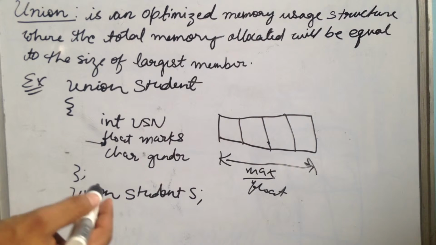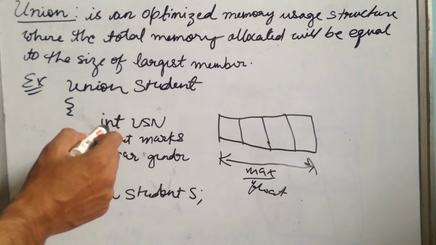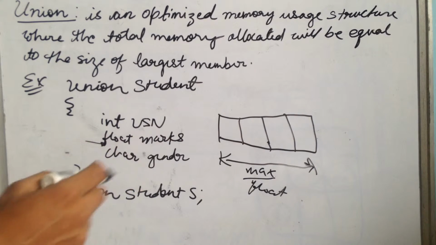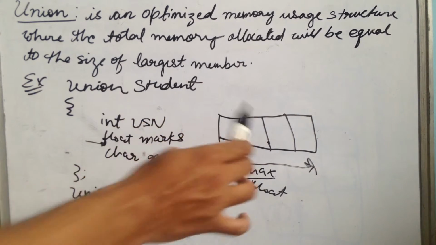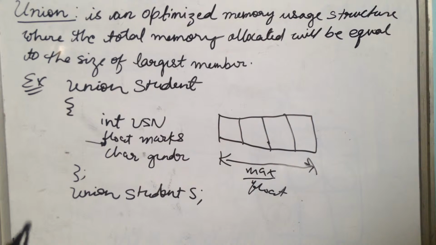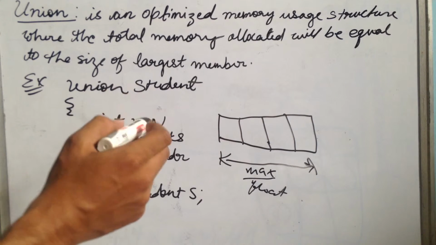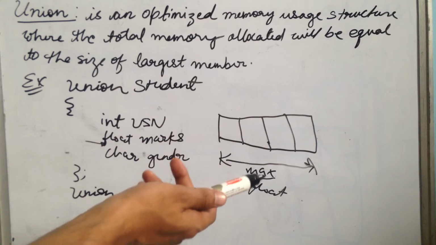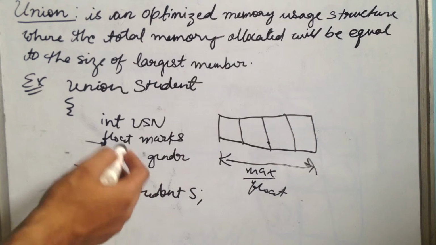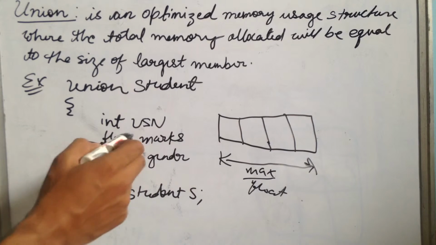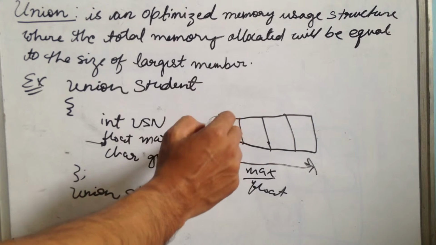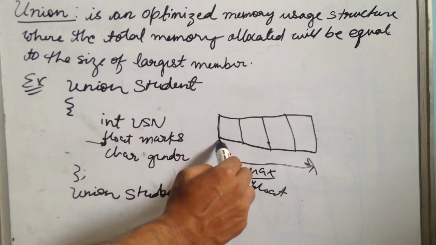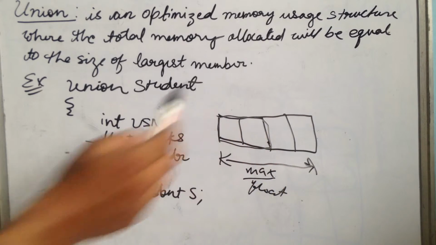Now, for example, if I want to save integer USN and float marks and character gender, the memory allocated is this much. Suppose you have saved this, and whenever you want to fetch something, like suppose you want to fetch USN. As 4 bytes are there, USN will take 2 bytes. These 2 bytes will be filled by USN.